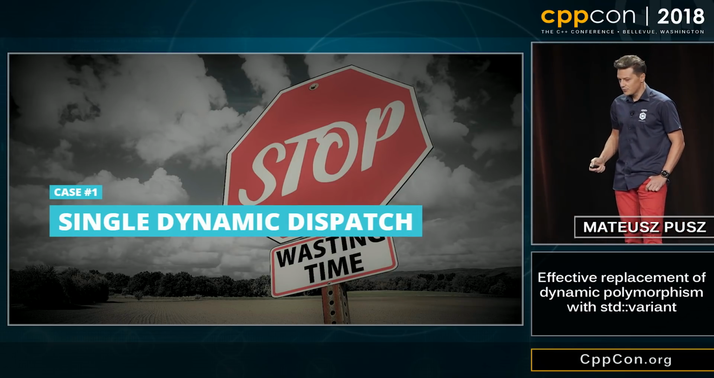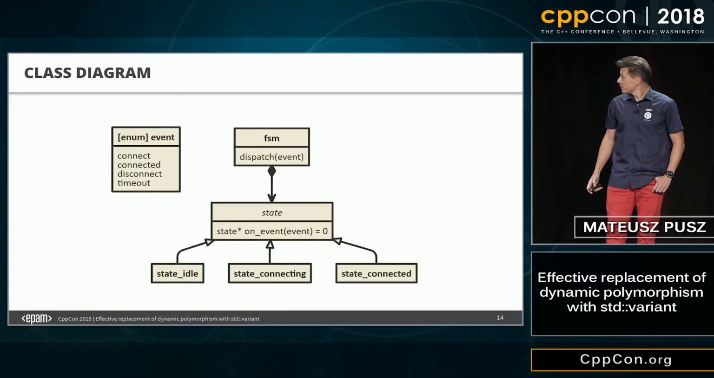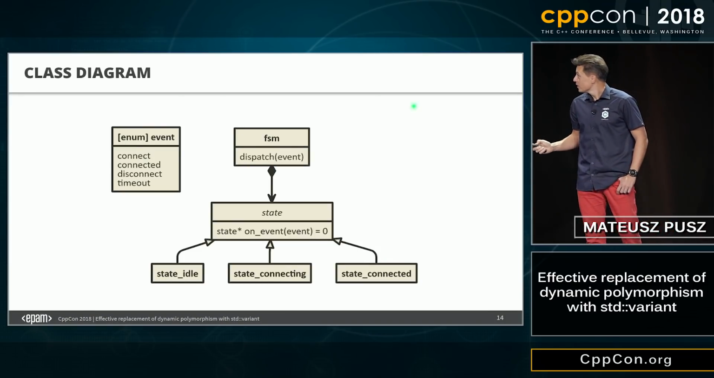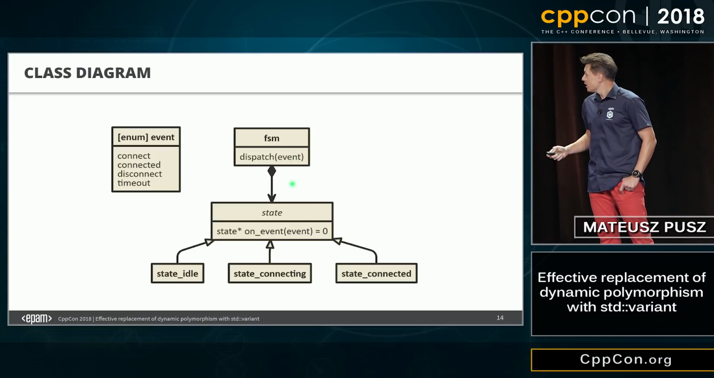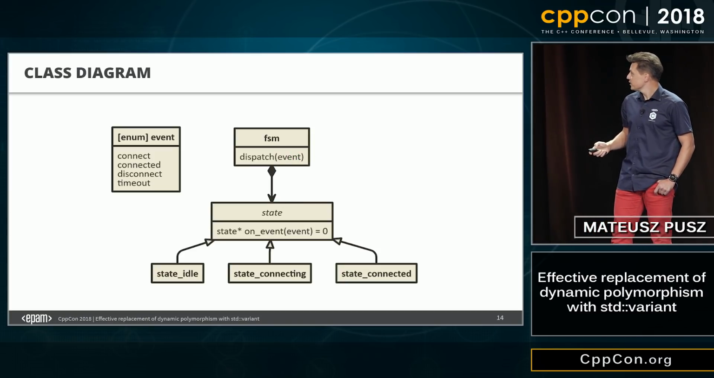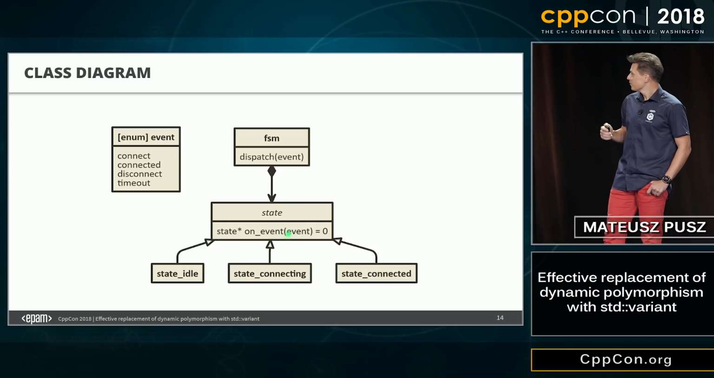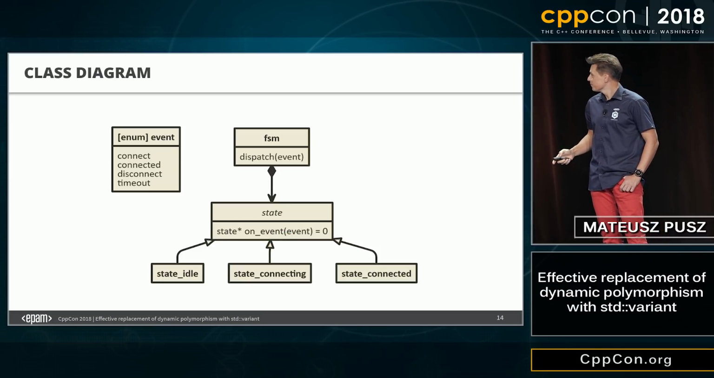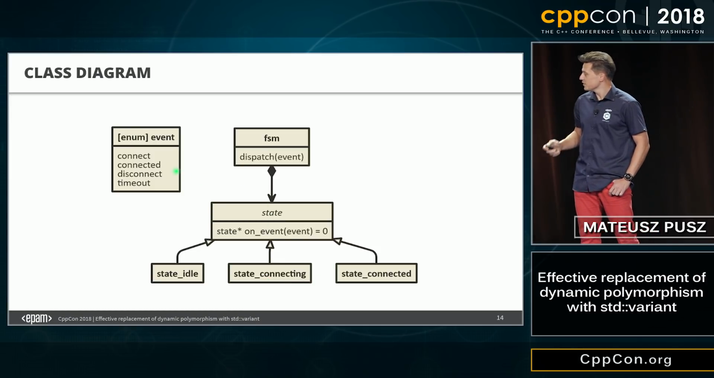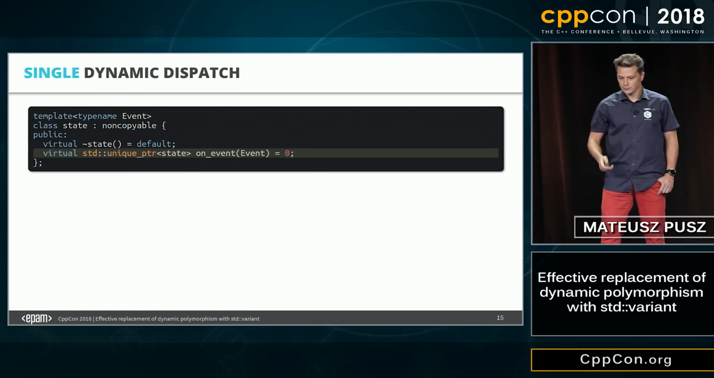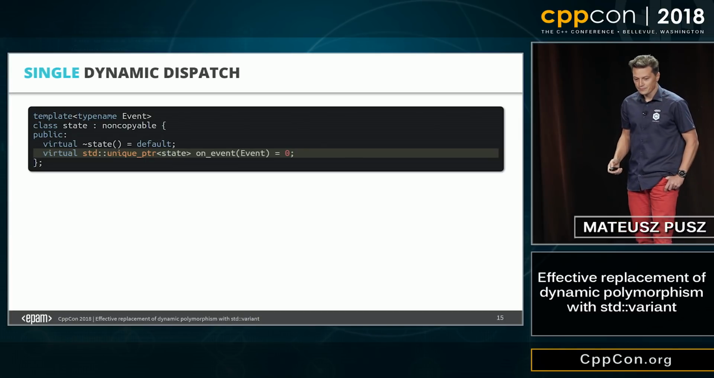single dynamic dispatch. We'll implement such a class diagram that has some base implementation for the finite state machine, that stores a state that has an onEvent virtual function. States will inherit from it, and we have an enum as an event. So it can be implemented like this.